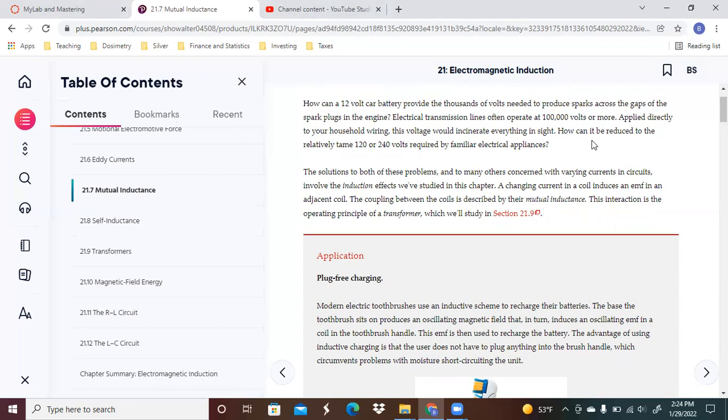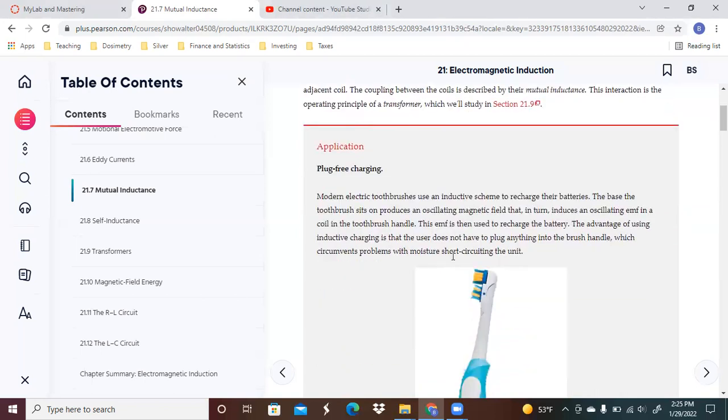What's the mechanism here? The solutions to both of these problems, basically a step up or a step down, and to many others concerned with varying currents in circuits, involve the induction effects we've studied in this chapter. A changing current in a coil induces an EMF in an adjacent coil, so the coupling between the coils is described by their mutual inductance. This interaction is the operating principle of a transformer, and we'll get to that in just a minute.